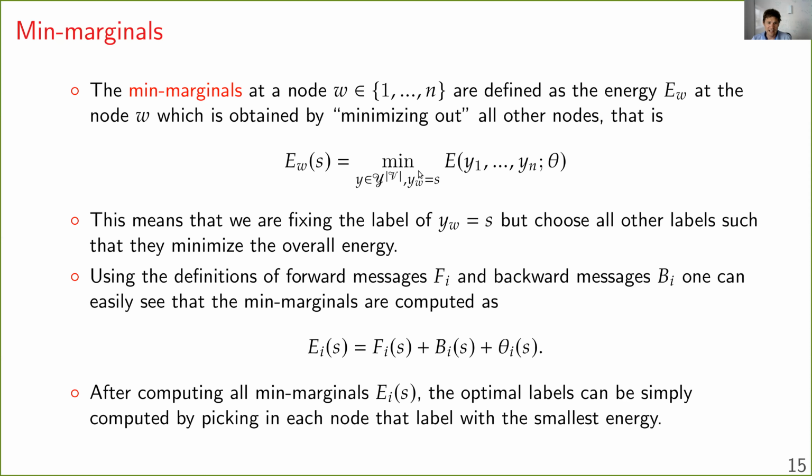And it turns out that you can efficiently compute the min-marginals by simply computing the forward messages, the backward messages, and you add together the forward and the backward messages plus the unaries in this particular node. And with that, you exactly get the min-marginals. And once you have computed the min-marginals, you can just select in every node the optimal label. So then there is no need for backtracking. You do it forward, backward, add together, and you select the optimal label.